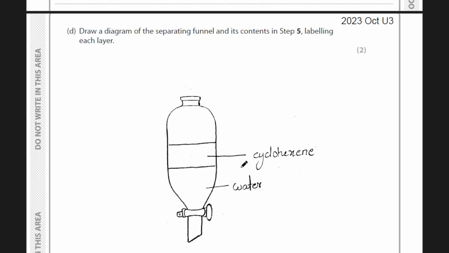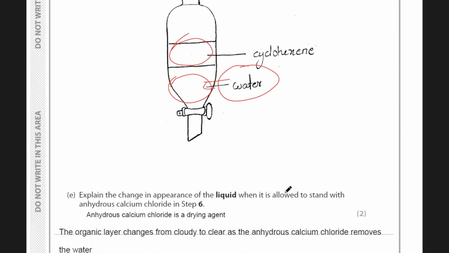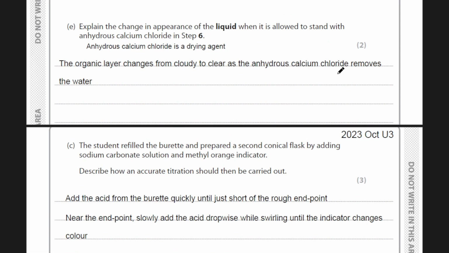Moving on to our diagram of the separating funnel and its contents in step 5, labeling each layer. So we need to draw the solvent extraction process instrument. You can clearly see water is the aqueous layer and is always going to stay down, while cyclohexane tends to settle at the top, due to the varying densities: water is heavier compared to cyclohexane.